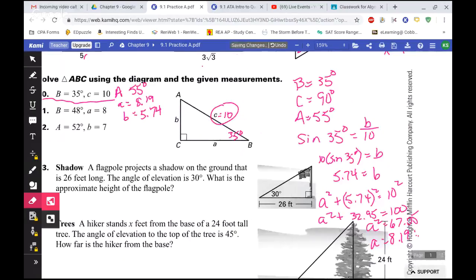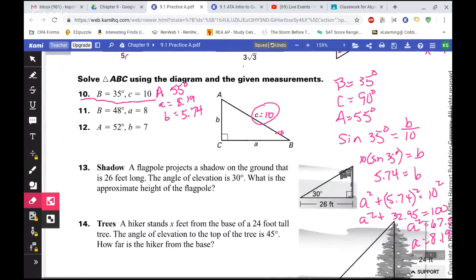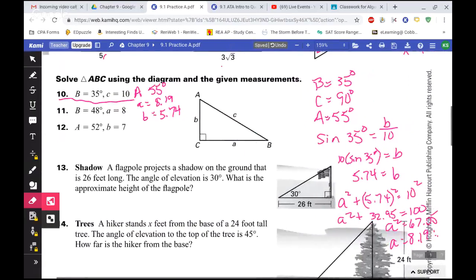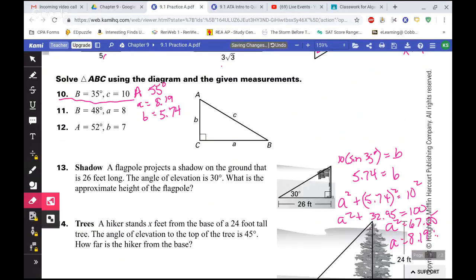I have to erase it to move on to number 11 because I'm going to use the same diagram. But that's essentially what you're going to do for each one of these: just use the information that's given and the diagram to walk you through getting the other side measurements and the angle measurements.